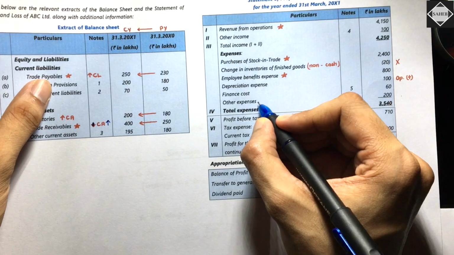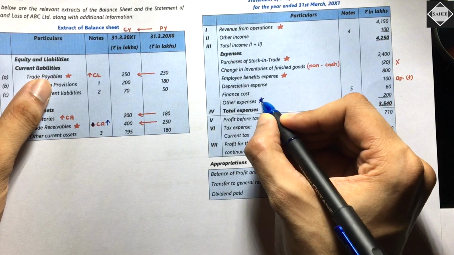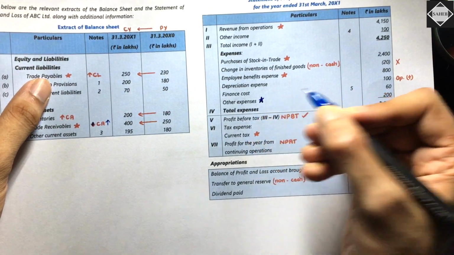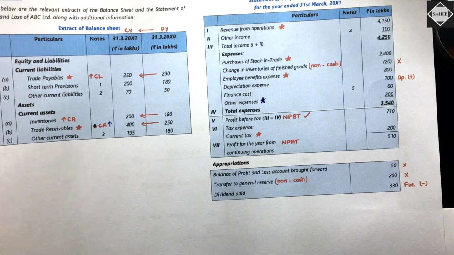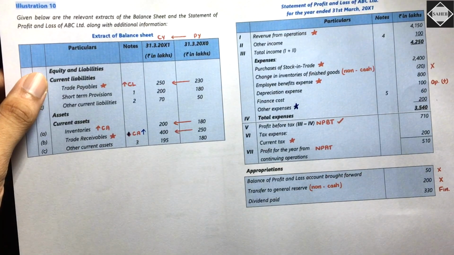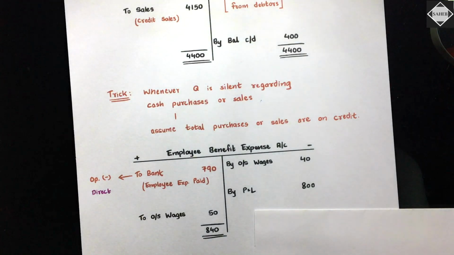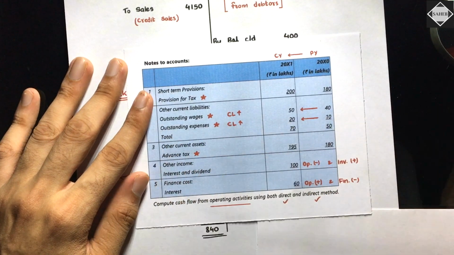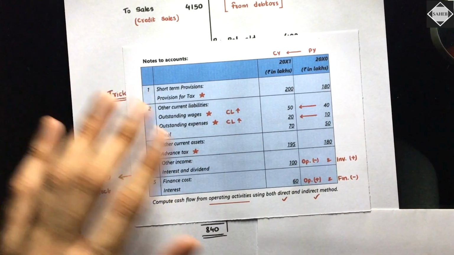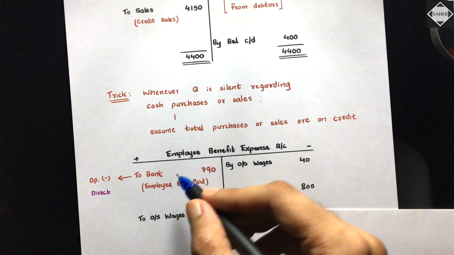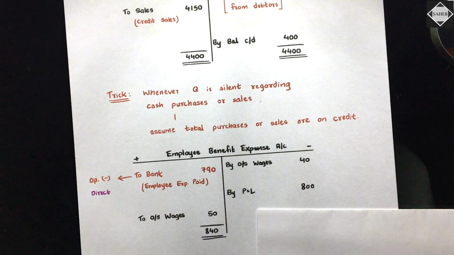Other expenses. For that also we have to open a ledger account, isn't it? Let me just star mark it. Now see here, other expense. Why am I star marking other expense? Because there is outstanding expense. Outstanding expense is related with that. So we have to open a similar account of that other expenses also.